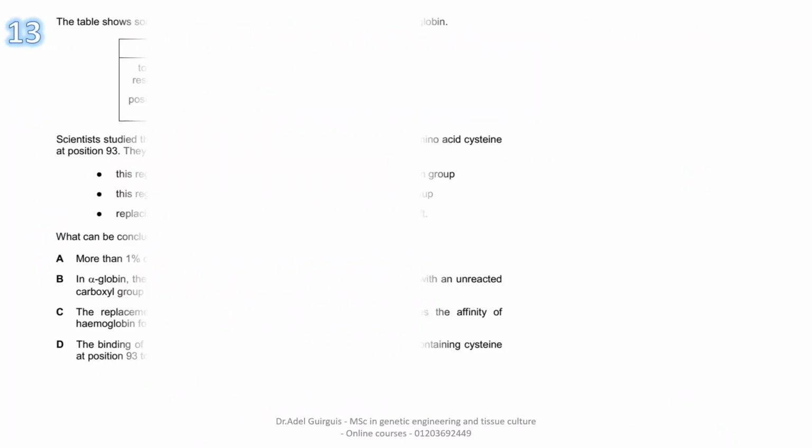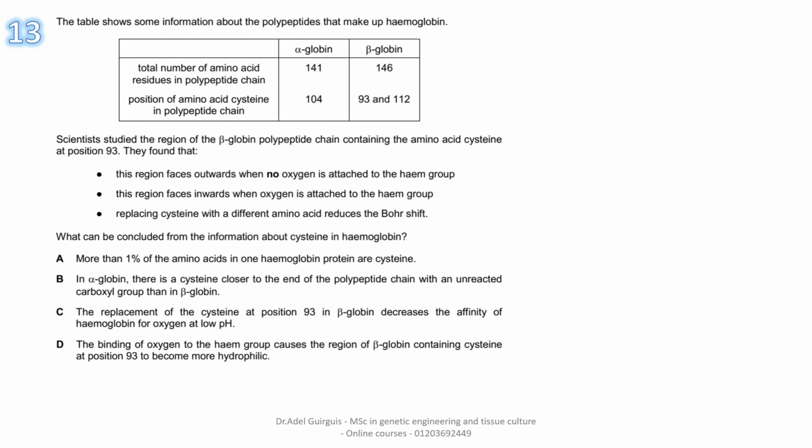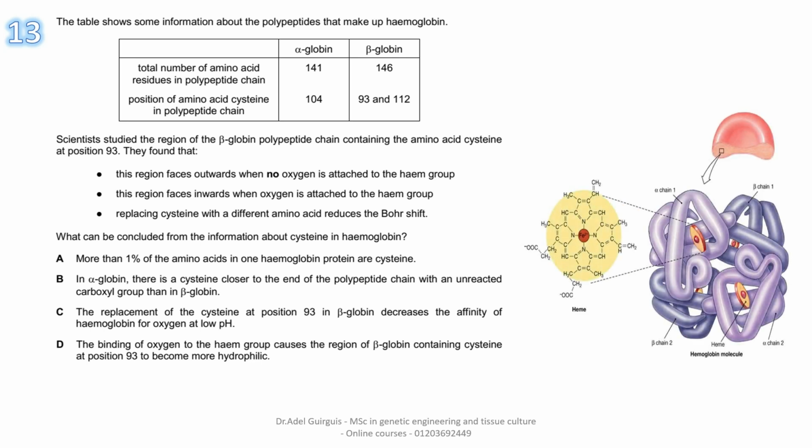Number 13, the table shows some information about the polypeptides that make up hemoglobin. Let's revise hemoglobin. Hemoglobin is a globular protein. It is formed from four polypeptide chains: 2 alpha, alpha chain 1, alpha chain 2, and 2 beta, beta chain 1, beta chain 2, so 4 polypeptide chains. It has quaternary structure. Why? Because it is formed from more than one polypeptide chain.